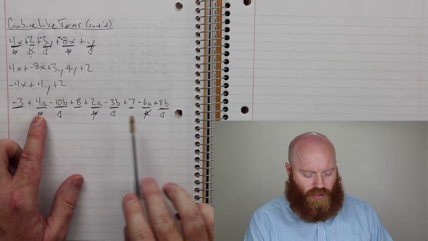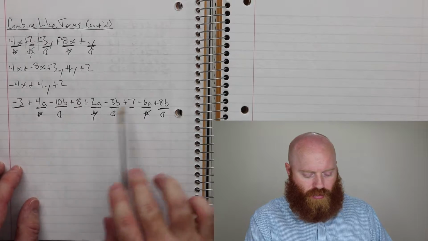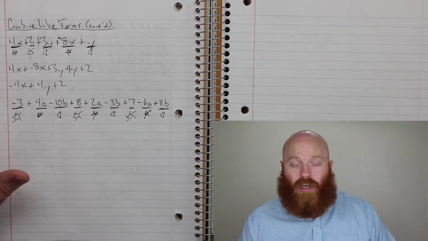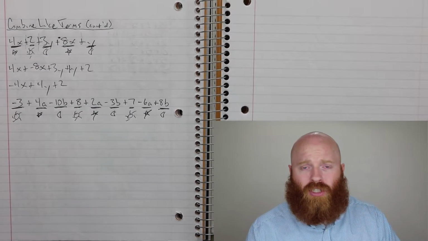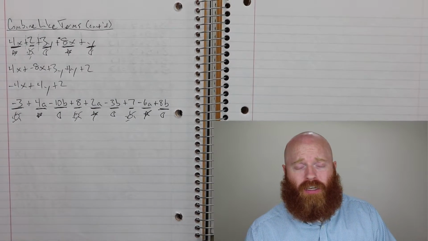Okay, so the a's got stars, the b's got moons, and then the numbers, I'll give them suns. And then when I combine them, I've got to do the commutative property of addition. I can't take those subtraction signs. The first thing I've got to do is two pen strokes.